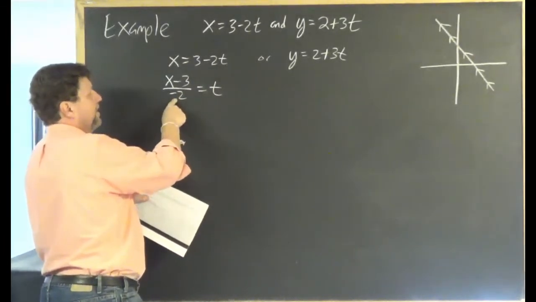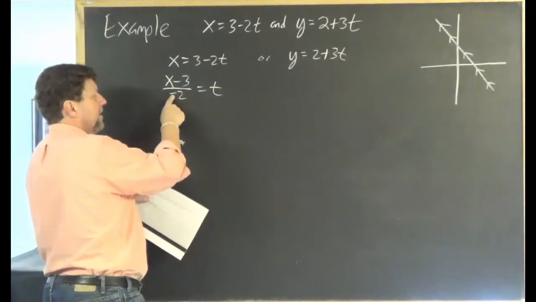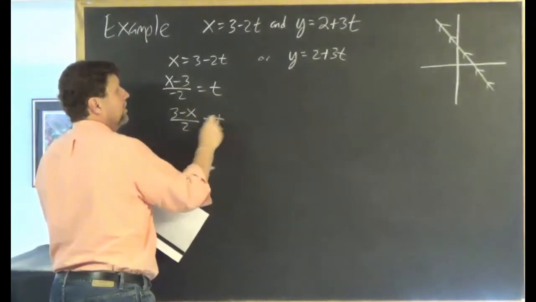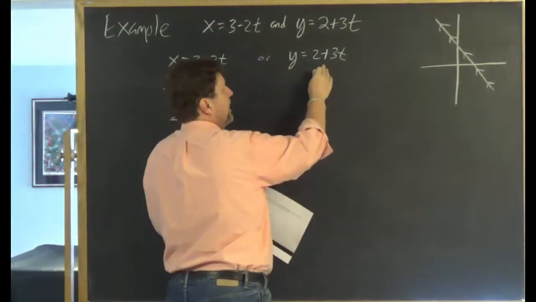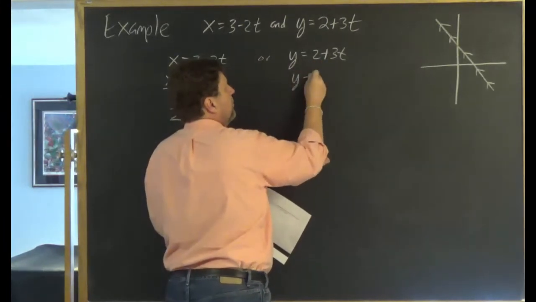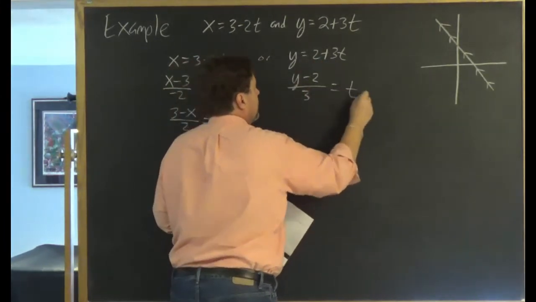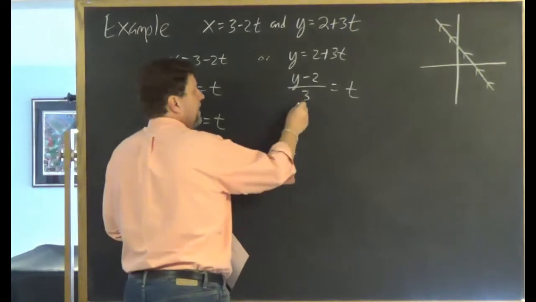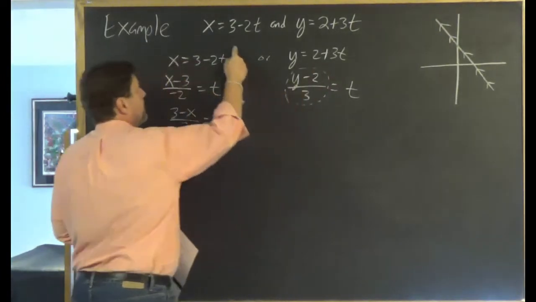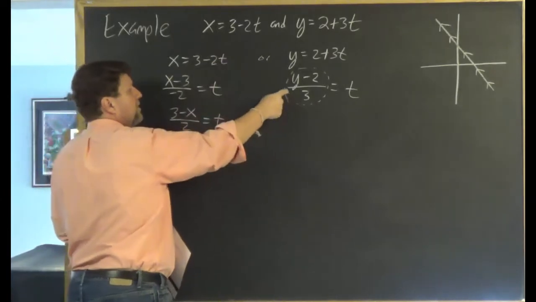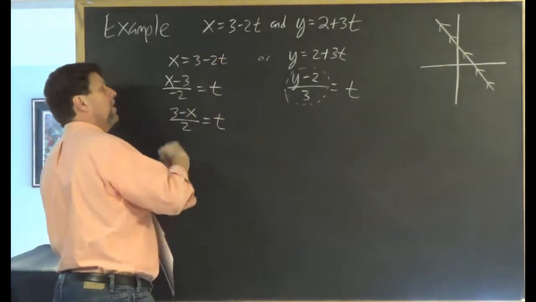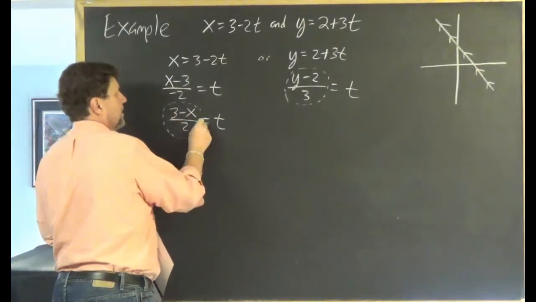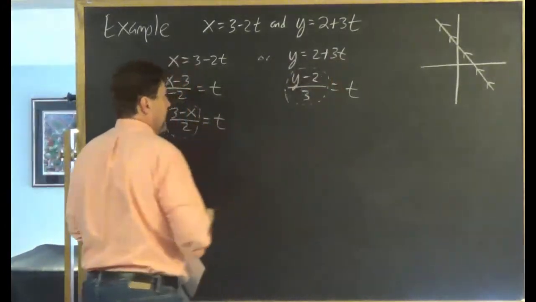And actually, I would rewrite this. Instead of the negative in the denominator, I would move it to the numerator, and I would look at it as being 3 minus x over positive 2. Or over here, I could solve for t, and that would give me y minus 2 over 3 is equal to t. So once I solve for t, I could take this and substitute it into my x equals equation, or when I solve for t here, I could take this and toss it in here for t.